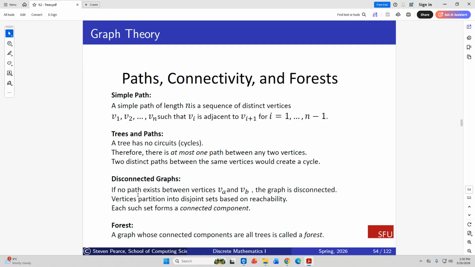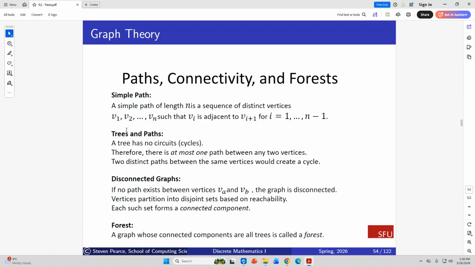Paths, connectivity, and forests. We just keep repeating ourselves quite a bit here. Oh, by the way, I did clean this up. That's one of the reasons why I took a break, because I had to go through this again and try and make it cleaner. The new trees PDF is posted on Canvas.